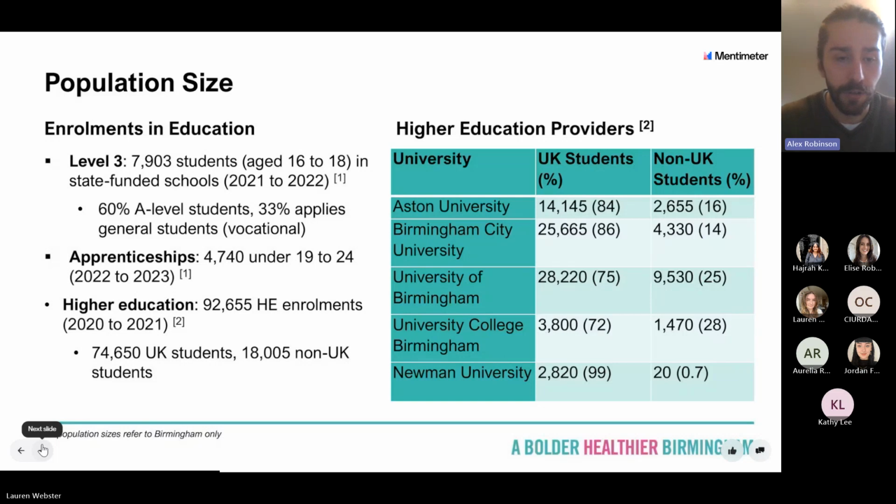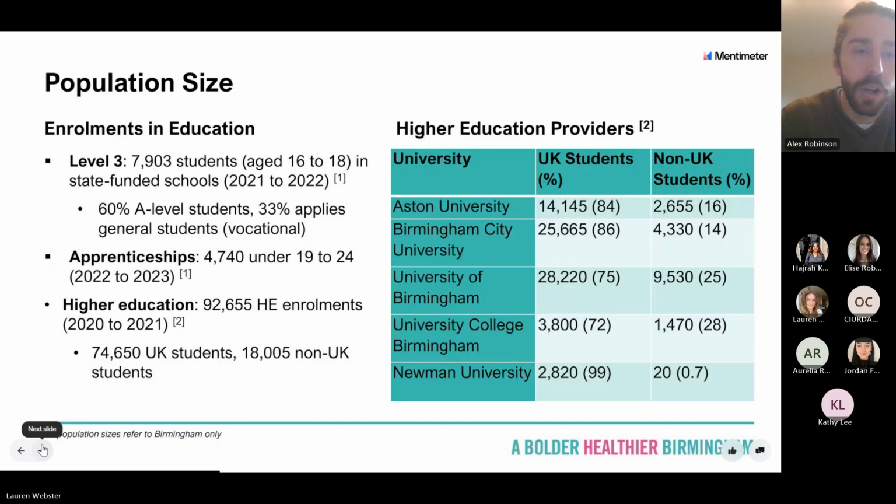Then the much larger group within students is people in higher education. So there were 92,655 students within higher education in Birmingham between 2020 and 2021. 74,650 of these were UK students, and 18,005 were non-UK or international students. You can see the breakdown of those students by different universities in Birmingham on the slide. University College of Birmingham had the largest amount of non-UK students by percentage, and Newman had the lowest.